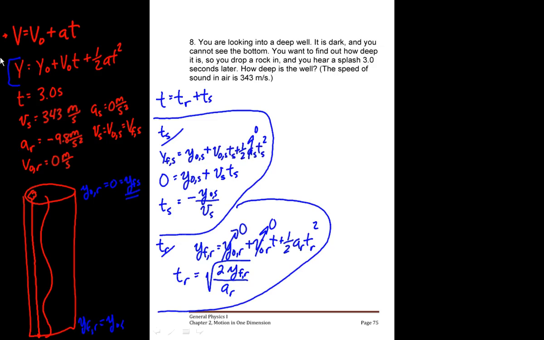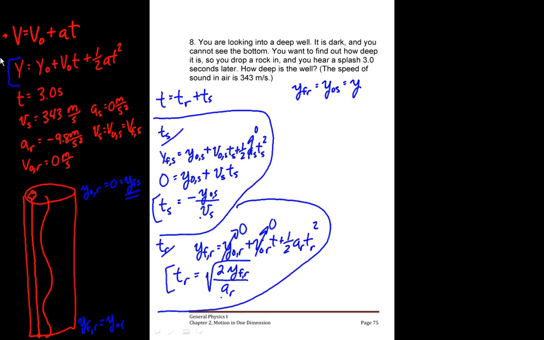All right, so now I have these two expressions for the time for the sound and the time for the rock. I can put them together and solve for y. I know that this plus this equals 3 seconds. I know what v_s is, I know what a_r is, and further, I know that y_fr is equal to y naught s. So I'm going to make that simplification here. y_fr is equal to y naught s, and just to make it simpler, I'm just going to call that y. So that's going to be the depth of my well.